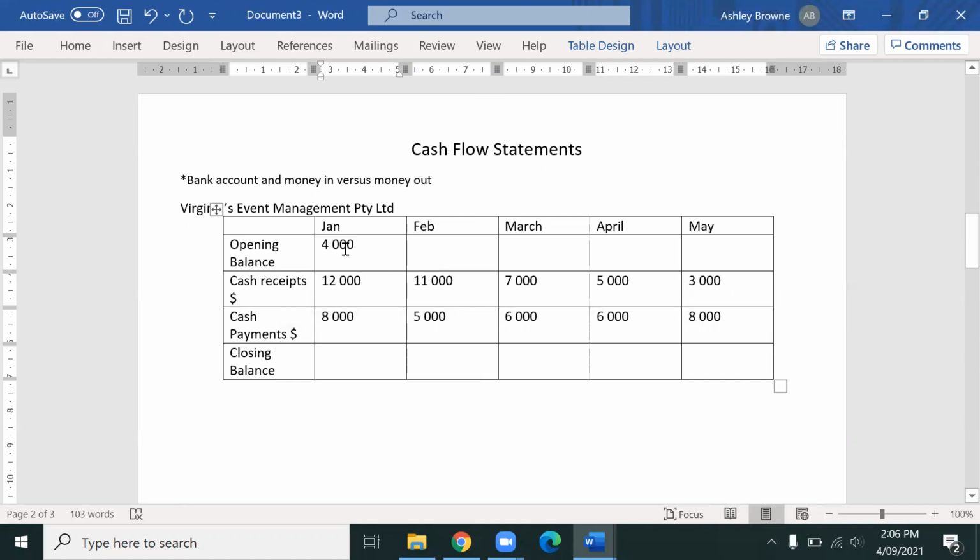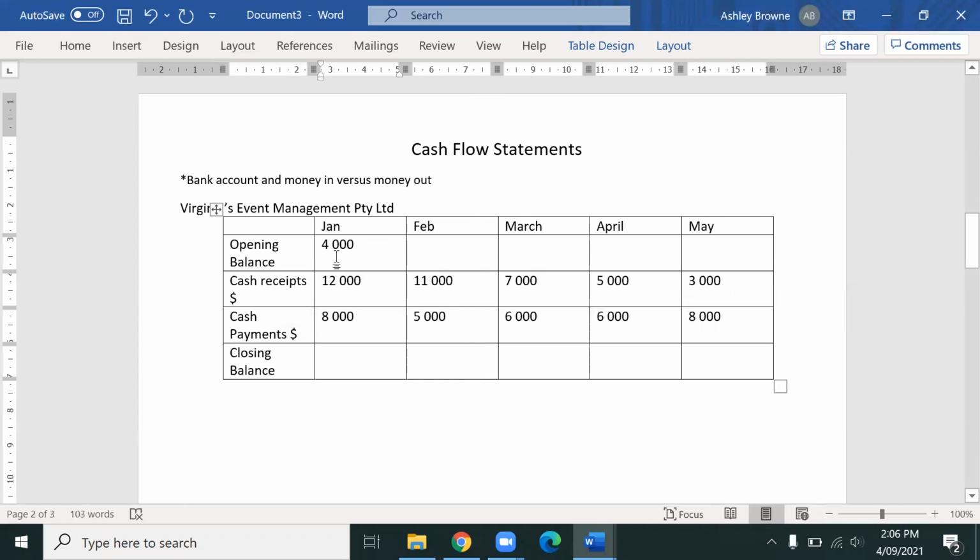Now, sometimes you see things that are more detailed and not for so many months. It could just be for one time period, a yearly cash flow statement. Okay. So who knows what you're going to get in an exam, but for the HSC, you tend to get these things. So let's figure this one out.